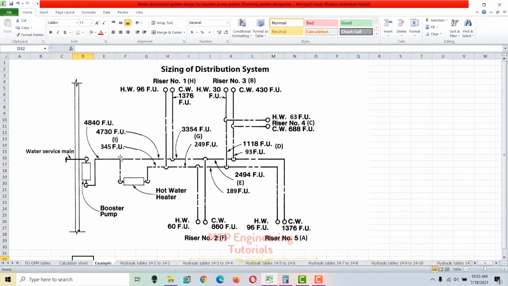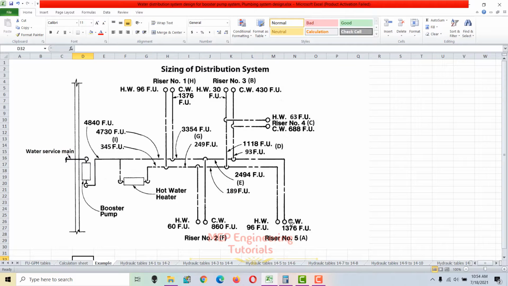And from this point you have to do the sizing for each section and riser based on the fixture units. That is, the total cold water fixture unit at this point is 4730, and total hot water fixture units are 345.